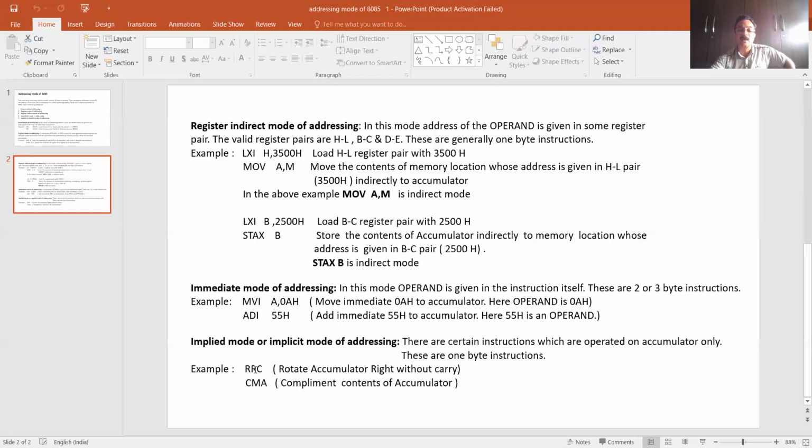Instructions like RRC, rotate accumulator right without carry, CMA, complement contents of accumulator, or any one of the 4 rotate instructions like RLC, RAR, RAL. These are all implicit or implied mode of addressing. Again, why are these called implicit or implied? Because the contents are assumed to be present in the accumulator. So these are the instructions which operate on the accumulator only.